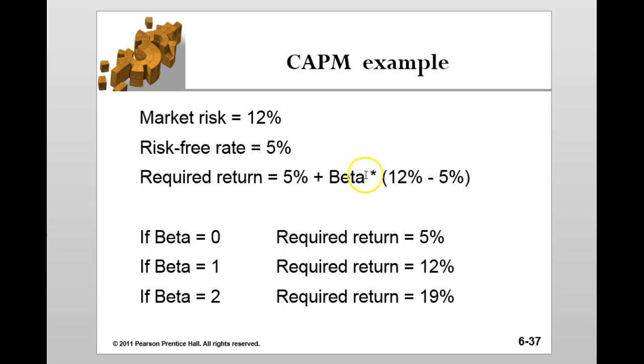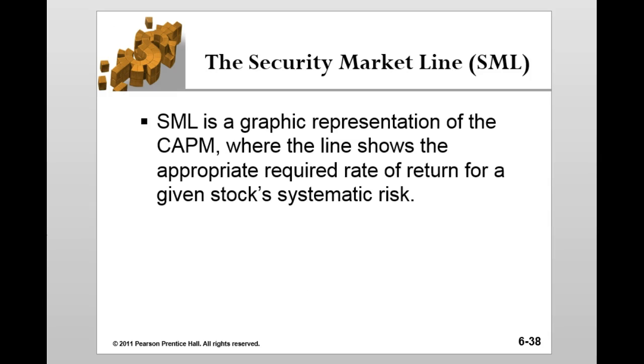If beta is 2, I've got 14 here, 2 times the 7 plus the 5. So I want a return of 19% on that particular stock. Am I going to get it? That becomes the question. So it kind of gives you a little bit of a benchmark to shoot for.